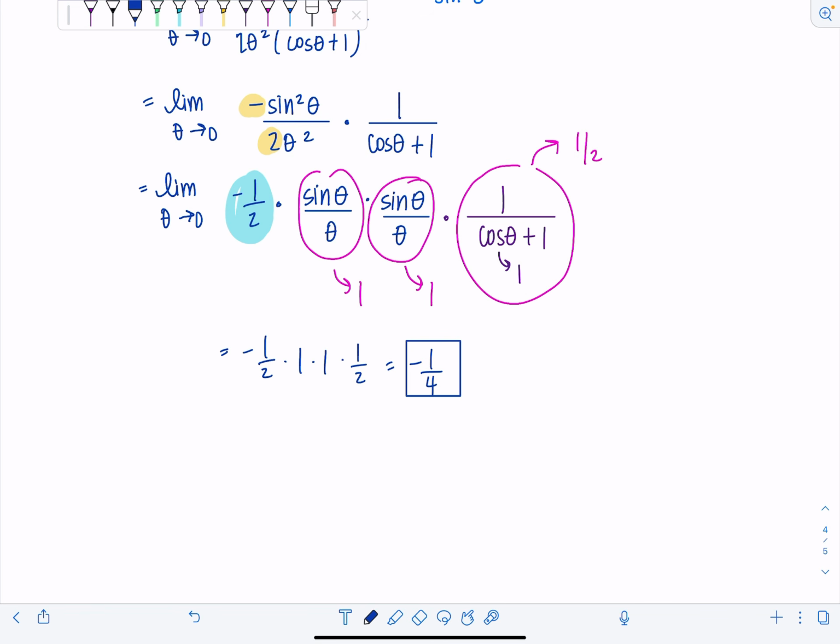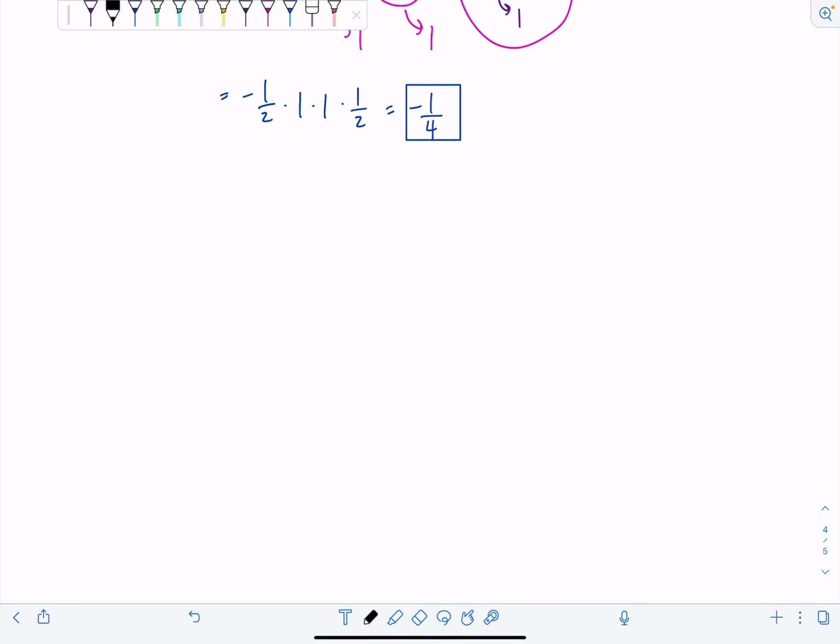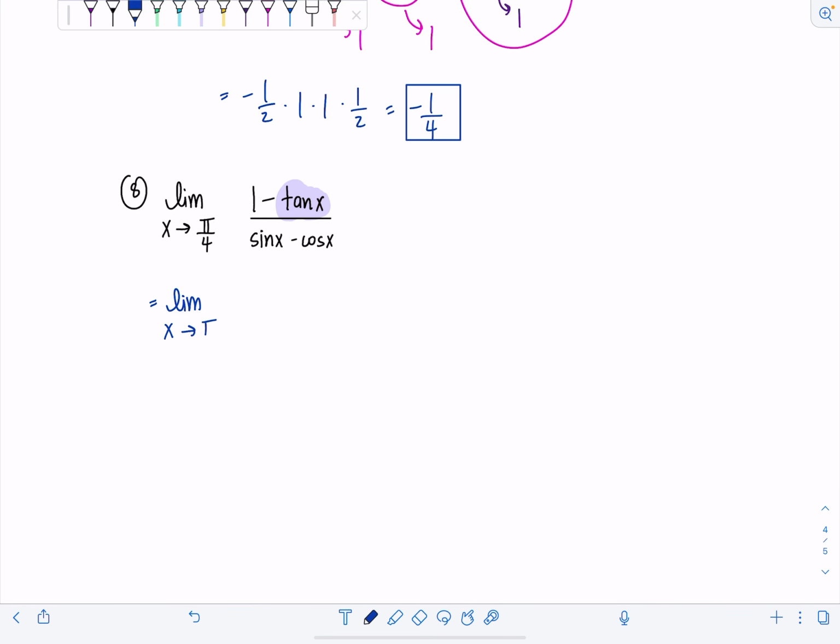One last one just for kicks. This was number 7. We're on to number 8. This is the limit as x approaches pi over 4 of 1 minus tangent of x over sine of x minus cosine of x. Okay, so my advice, whenever you see a tan, a secant, a cotangent, a cosecant, rewrite it in terms of sines and cosines.